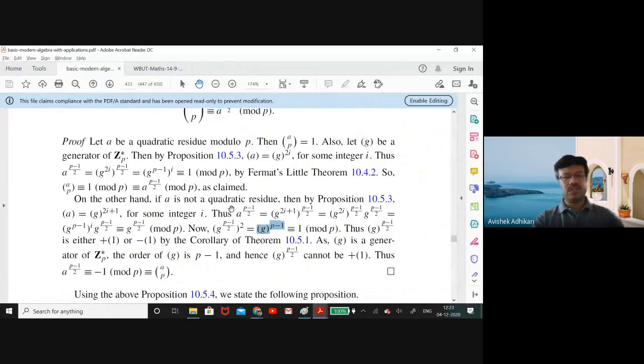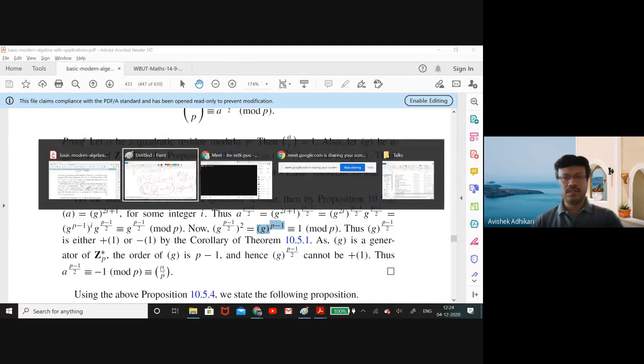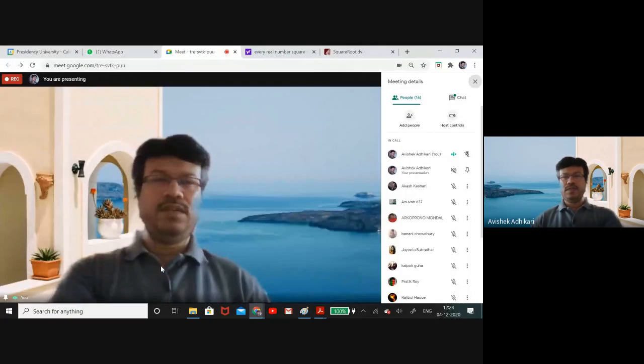So you started with A to be a quadratic non-residue. That's why the Legendre symbol value was minus 1. And on the other hand, you have just proved that A to the power P minus 1 by 2 is also minus 1 modulo P. So they are congruent. Is it clear to you? Any question or doubt? If you have, please don't hesitate. Any question till now?